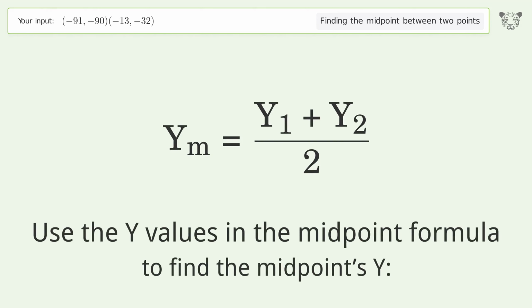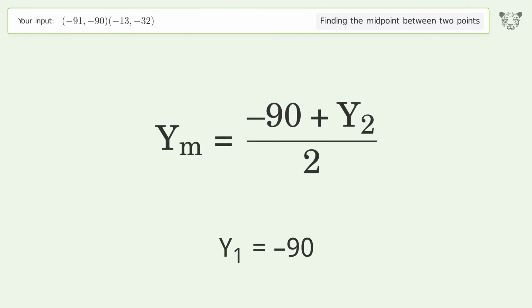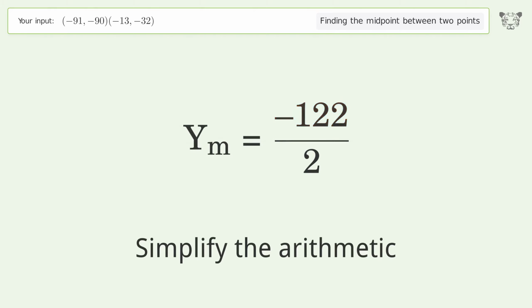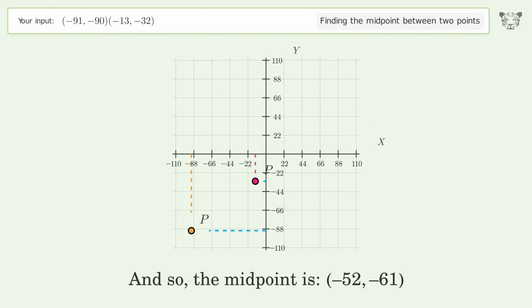Use the y values in the midpoint formula to find the midpoint's y. y1 equals -90. y2 equals -32. Simplify the arithmetic. And so, the midpoint is -52, -61.